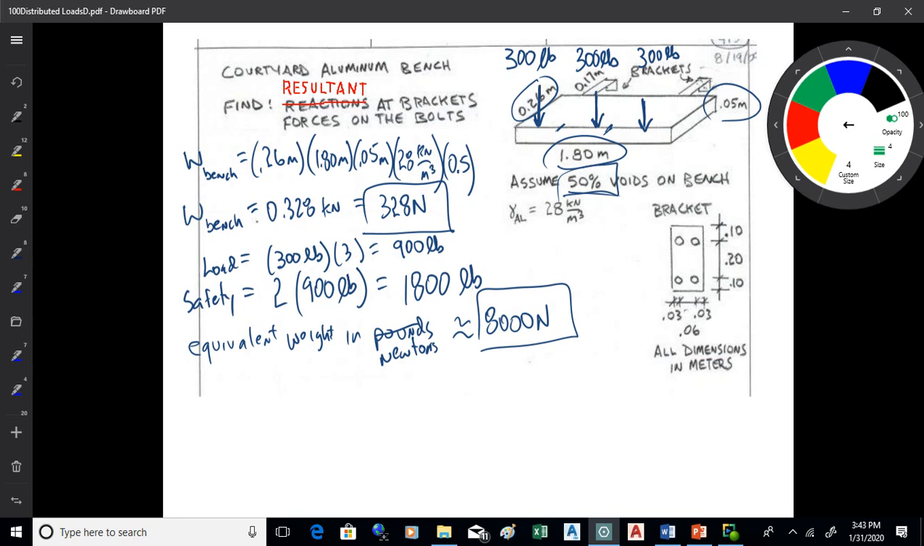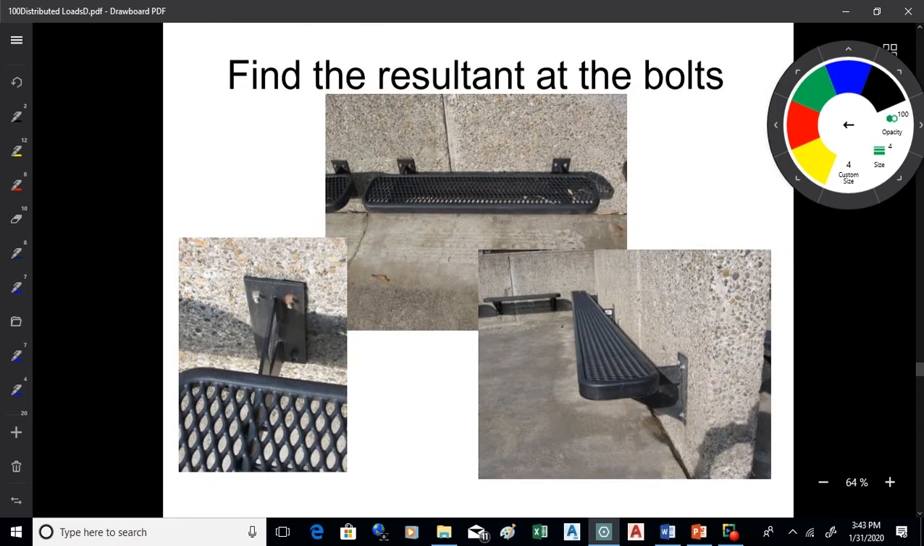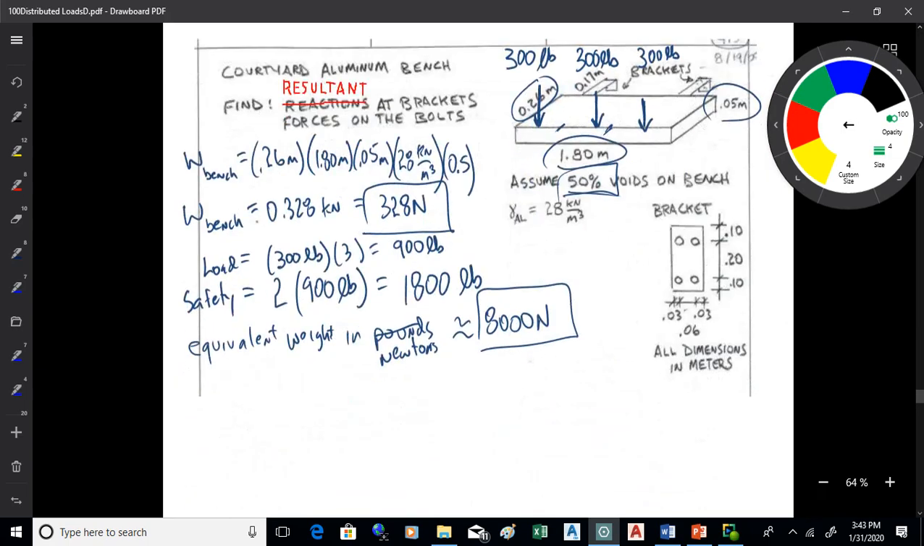Now, the bench is made out of aluminum, I think. Now, when you look at that, it's kind of a mesh. I don't want to spend all day doing that, so I said I got 50% voids on that, meaning 50% empty space. So I'm assuming I got 50% aluminum in there, okay? Because there's holes in the bench. So I'm going to take the dimensions of the bench, the 0.26, which is the length coming out from the wall there, times 1.8, times 0.05, because it's 5 centimeters thick. Then I've got the unit weight of aluminum, 28 kilonewtons per cubic meter, and 0.5.